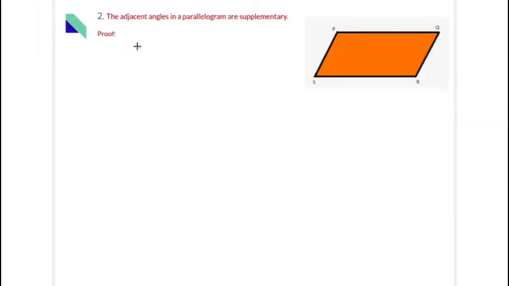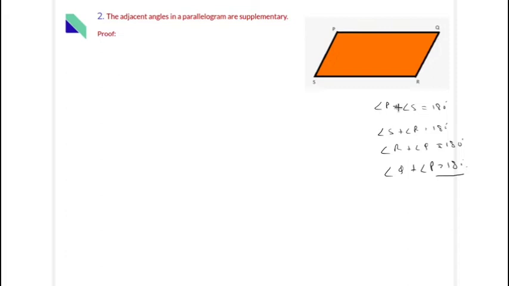2. The adjacent angles in a parallelogram are supplementary. Here we have to prove that the adjacent angles of the parallelogram are supplementary, meaning the sum of the adjacent angles is equal to 180 degrees. Here the adjacent angles are angle P plus angle S equals 180 degrees, angle S plus angle R equals 180 degrees, angle R plus angle Q equals 180 degrees, and angle Q plus angle P is also equal to 180 degrees.